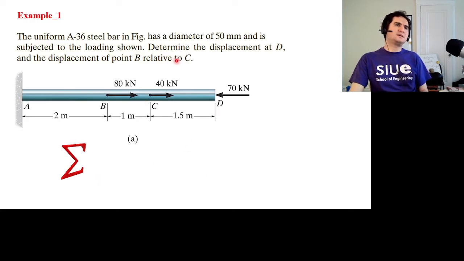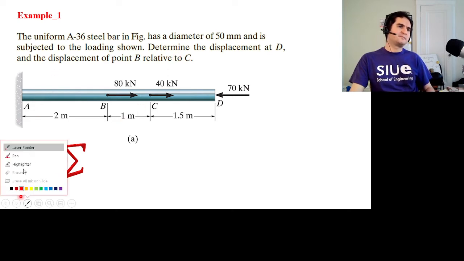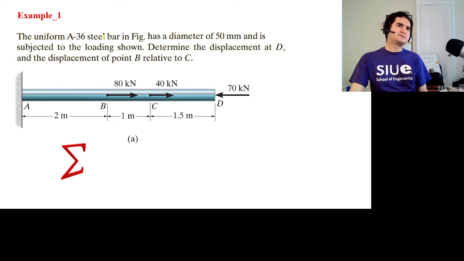In this example, you can see an A36 steel bar with a diameter of 50 millimeters, subjected to loading, which you can see here. Determine the displacement at the far end D, and also the displacement of the points in the midsections.